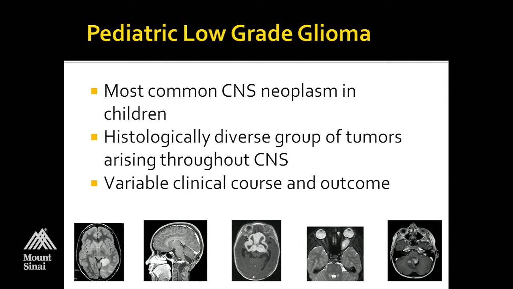Okay, so now I'm going to talk about the low-grade gliomas. Again, this is the most common CNS neoplasm in children. It's histologically quite a diverse group. They can arise anywhere in the CNS, and their clinical course and outcome is actually quite variable. Here we're not really talking as much about survival, and it's more about progression-free survival and morbidity from the disease.